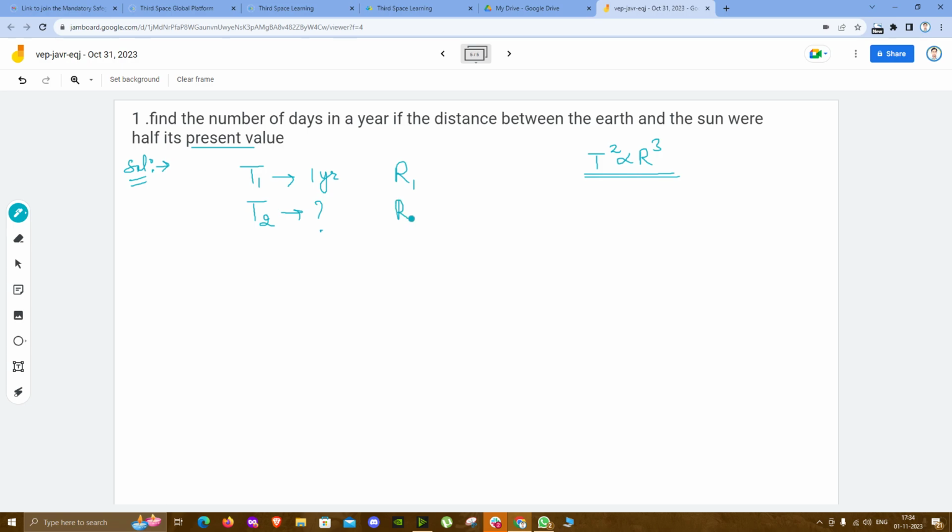Okay, for now. And we know that according to the third law of Kepler, T square divided by R cube is a constant. It's a constant always. So that means T1 square by T2 square will be equal to R1 cube by R2 cube.